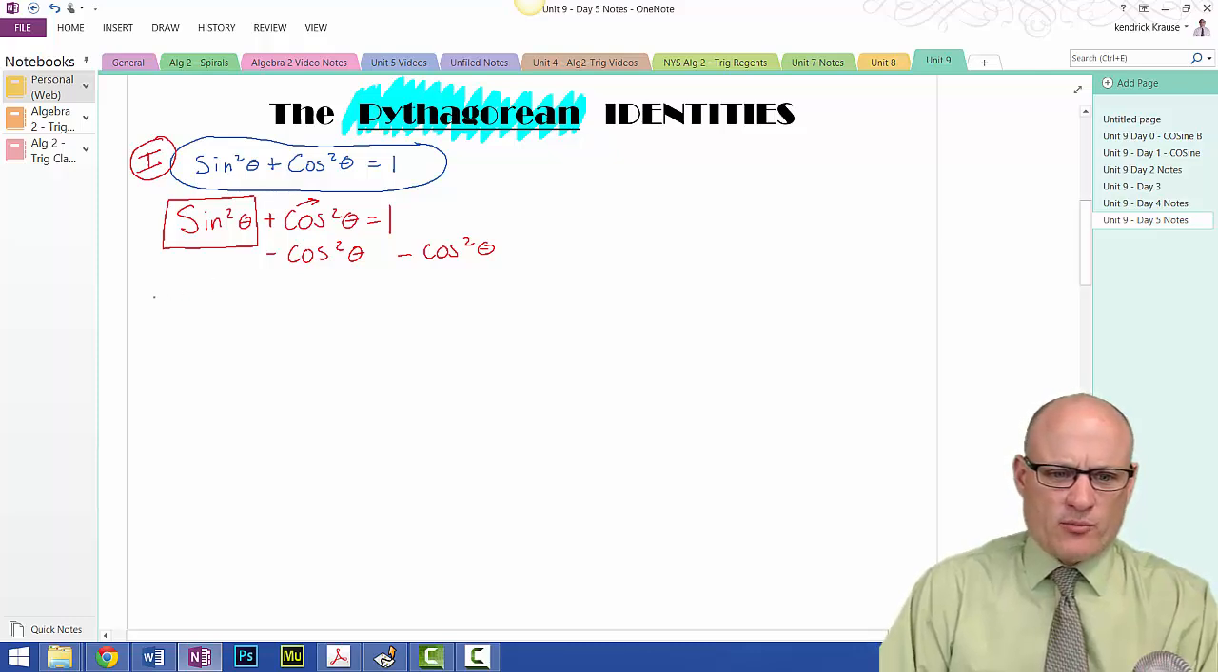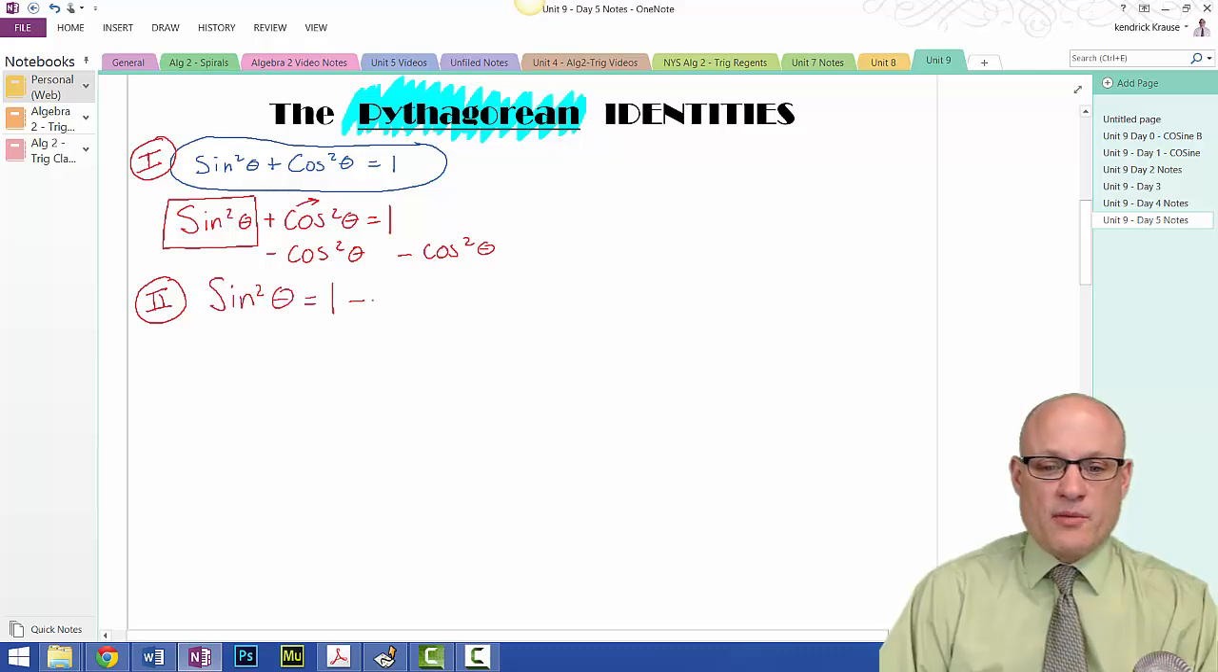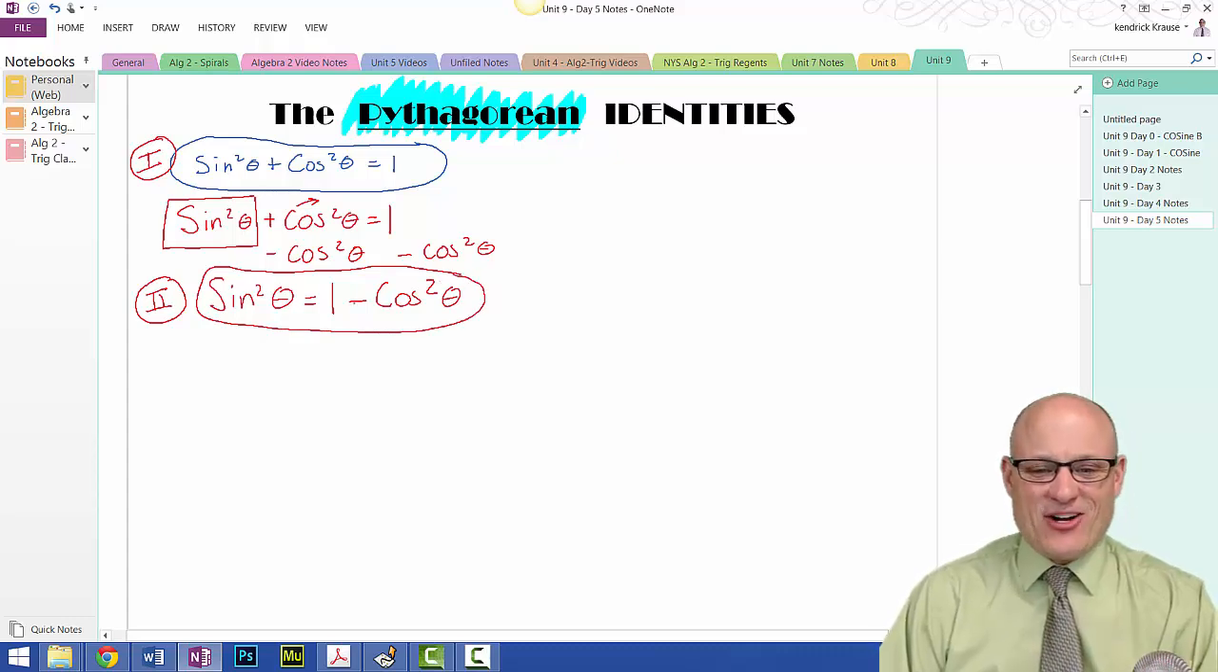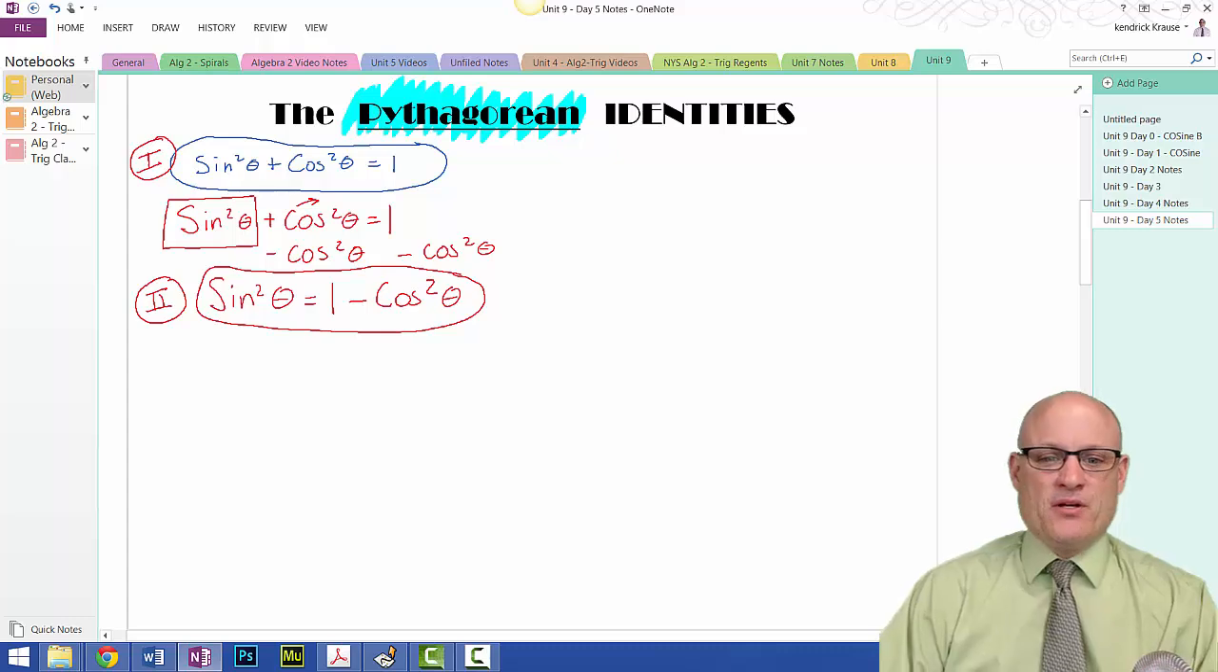So, therefore, number 2 in our very important things to know is that sine squared theta is equal to 1 minus cosine squared theta. Now, I don't know why, I've always found that kids have a hard time remembering this one. Well, I don't ever remember that one. I always remember the original, this one, because I can clearly move cosine over there.